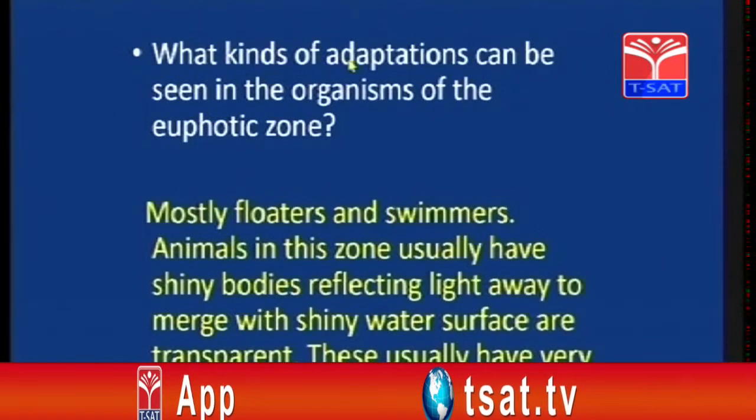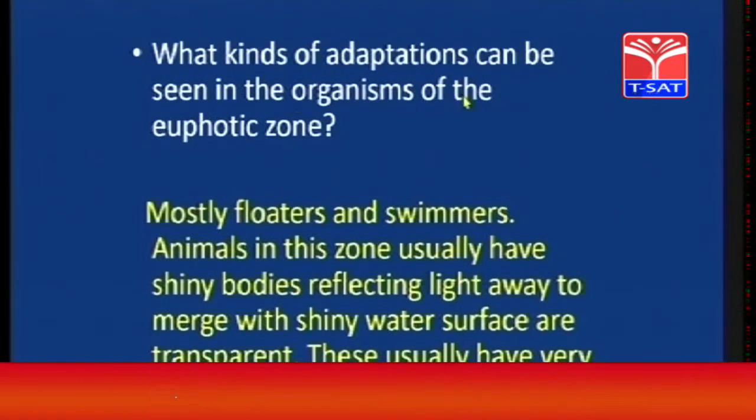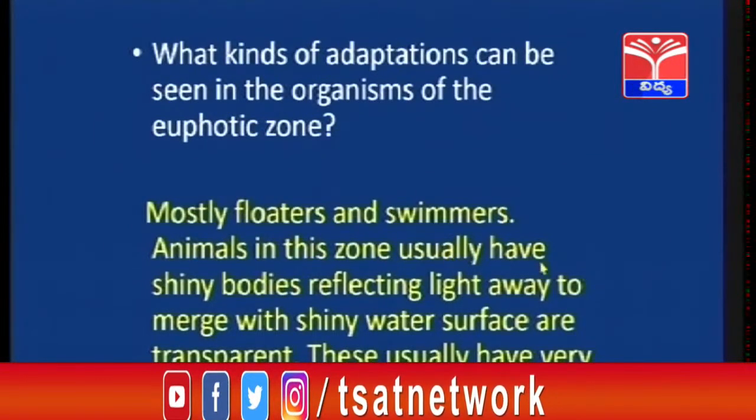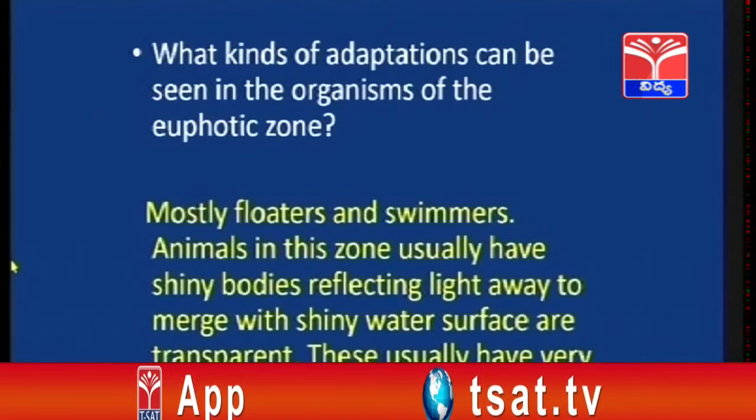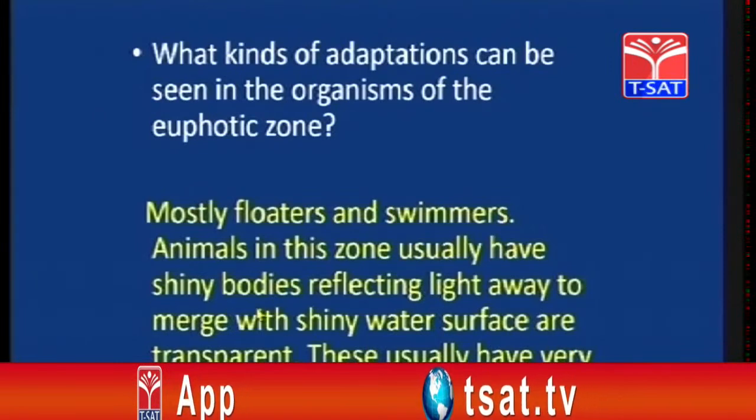So what kind of adaptations can be seen in the organisms of the euphotic zone? Yes, they are mostly floaters and swimmers. Animals in this zone usually have shiny bodies reflecting light away to merge with the shiny water surface, or are transparent. They usually have sharp vision.